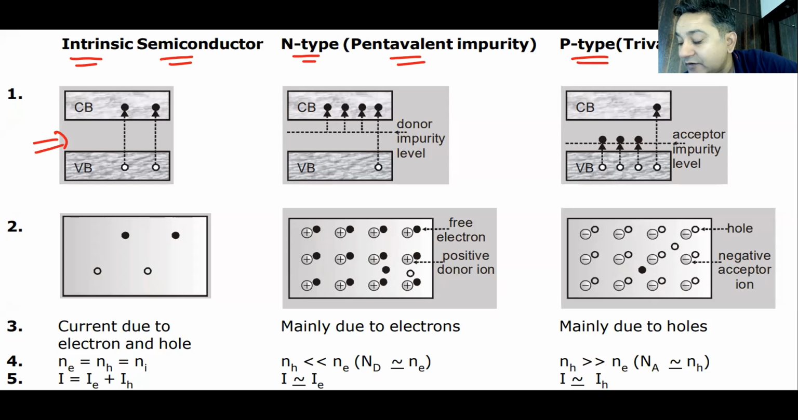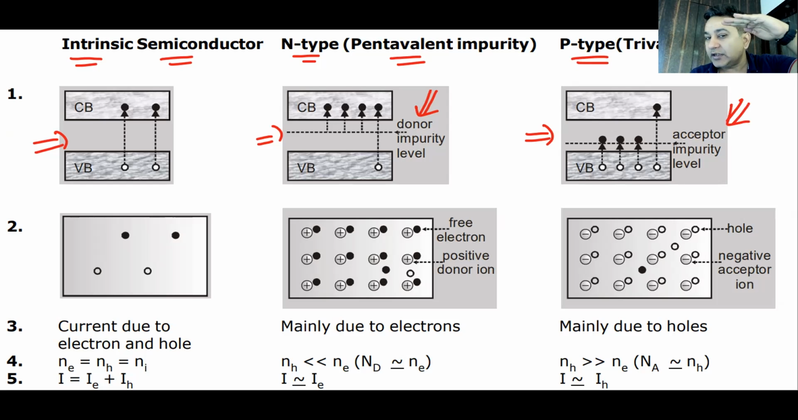Here we have a difference in energy level. What has changed here? That I put a donor impurity. The donor impurity level is higher up, and the acceptor impurity level is low down. So that is what you should remember. Donor impurity, the band level is higher, and acceptor is lower. Will you remember this?